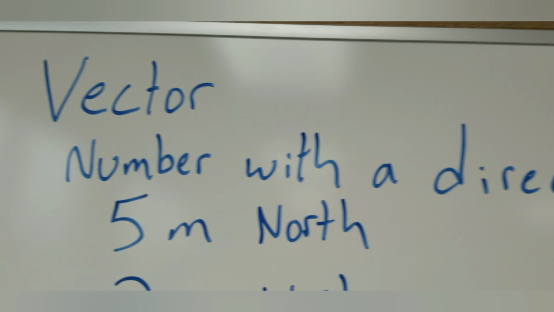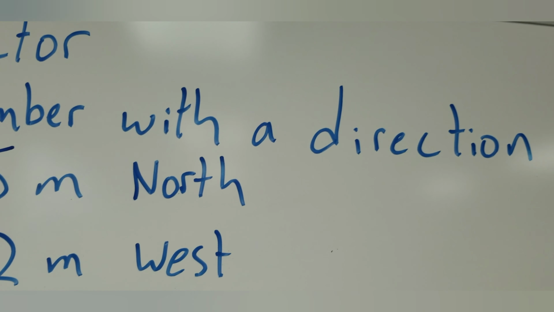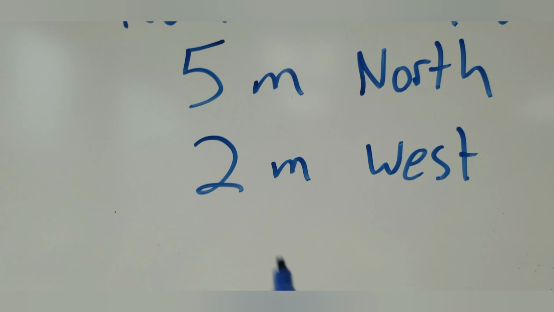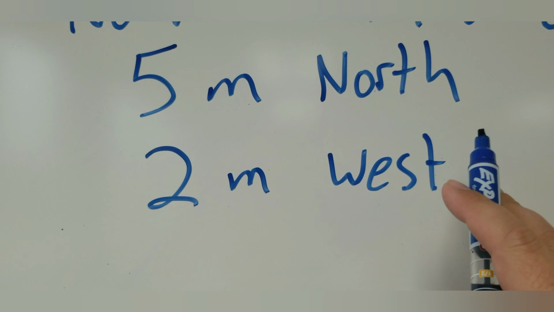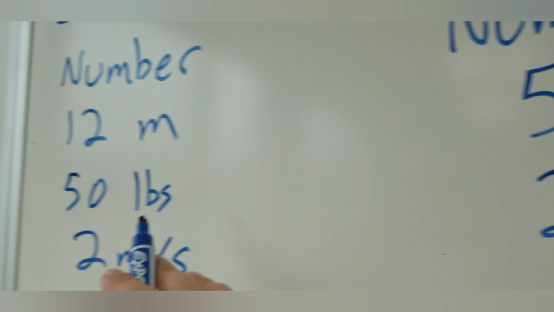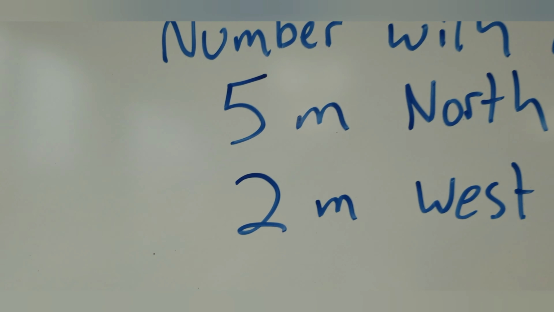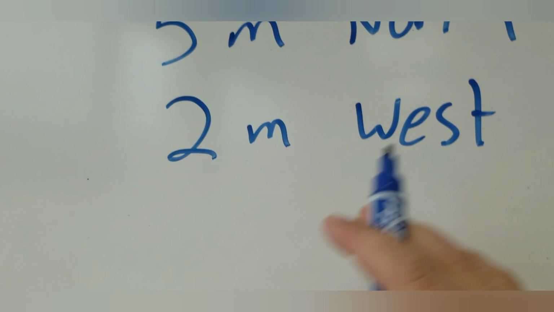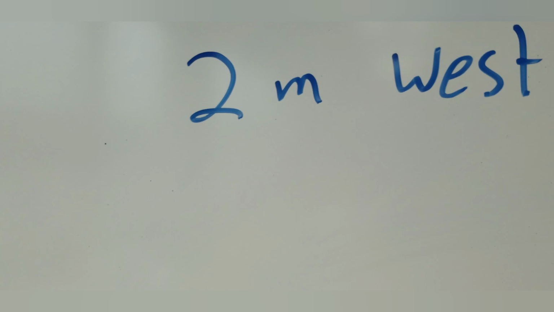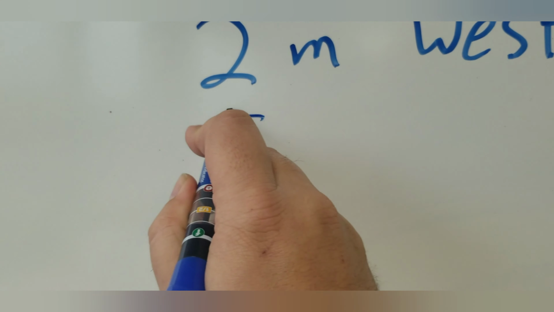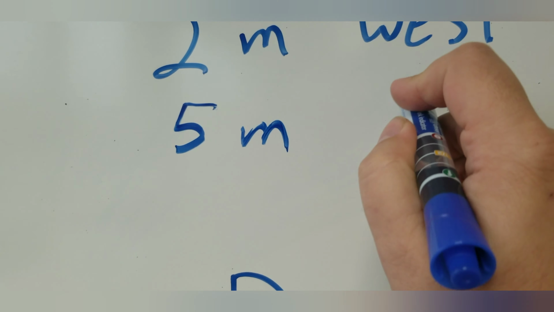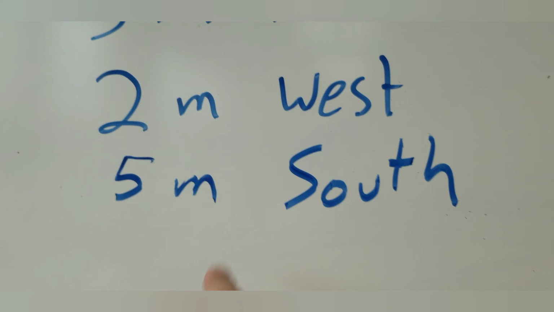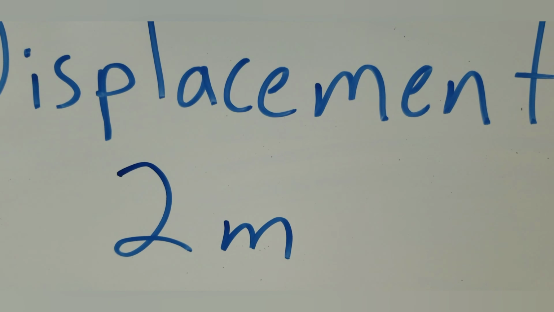Vector, on the other hand, is a number that also gives you a direction. And if you notice at the beginning, I walked 5 meters north. That's a vector because it's not just a number, it's also saying which way. So I walked 5 meters north, then 2 meters west, and I ended walking 5 meters south, which made a total displacement of 2 meters.